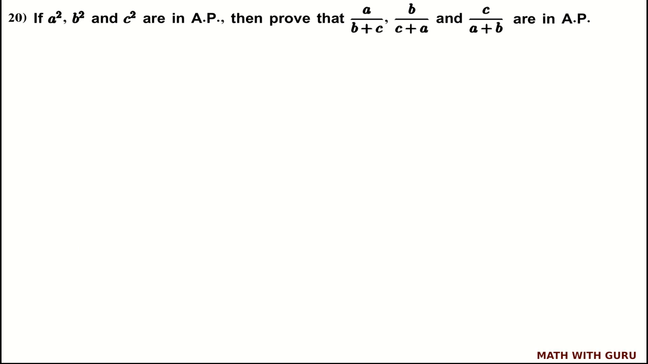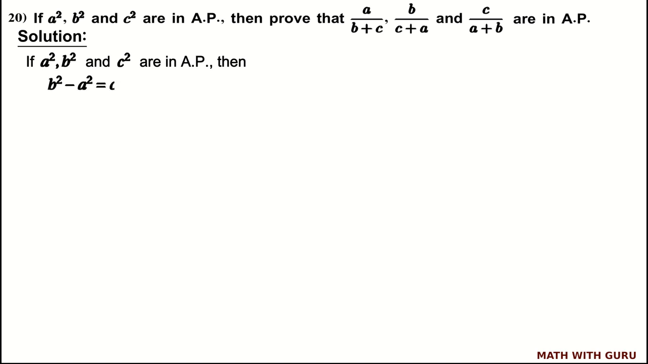20th question. If a squared, b squared and c squared are in AP, then prove that a over b plus c, b over c plus a and c over a plus b are in AP. If a squared, b squared and c squared are in AP, then b squared minus a squared equals c squared minus b squared. This is the property of AP.